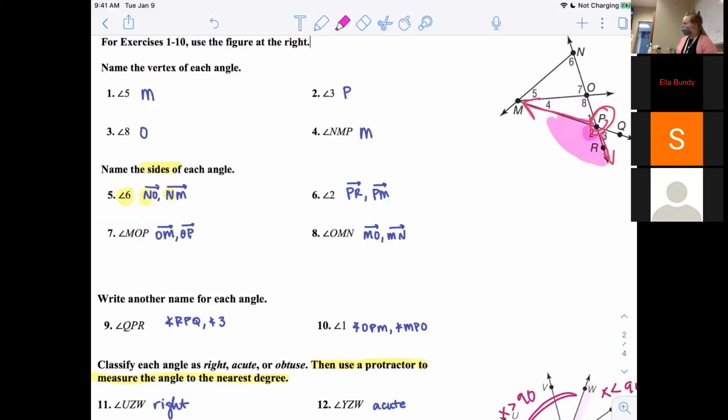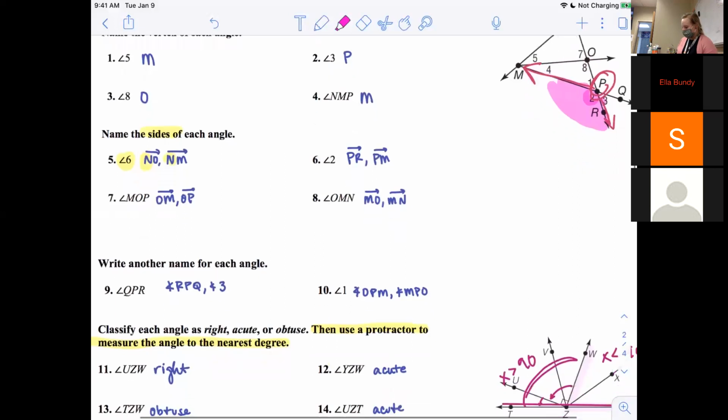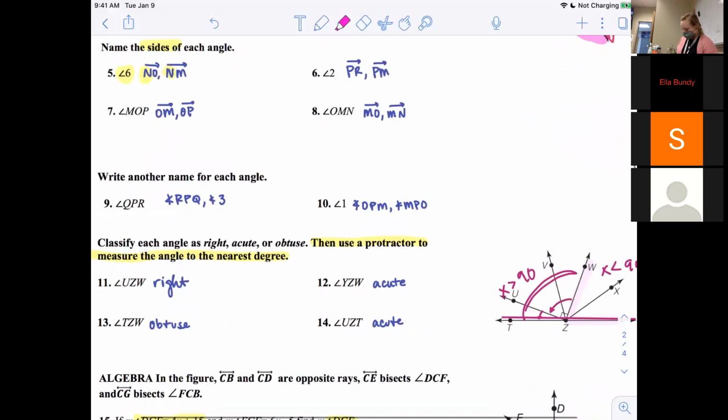All right, should I scroll down a little bit? On 11 through 14, you don't need to use a protractor. I didn't give you a protractor. I didn't ask you to buy one for this course. Honestly, we don't use them that much. So I just wrote obtuse, acute, and right. That's good enough for me. If you did use a protractor, good on you. I just personally don't own one, so I didn't use one. I used to have one a long time ago.